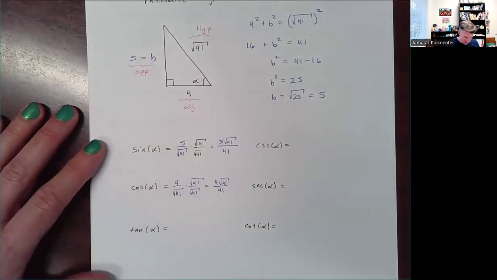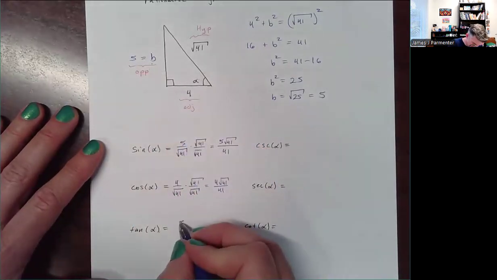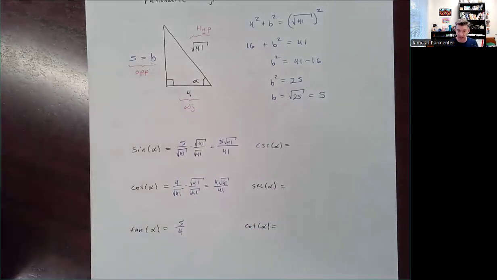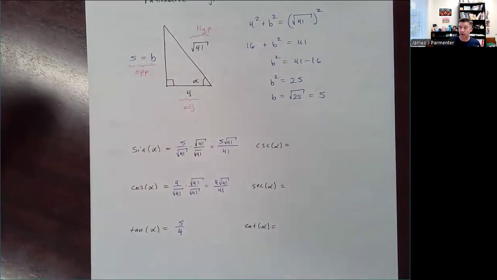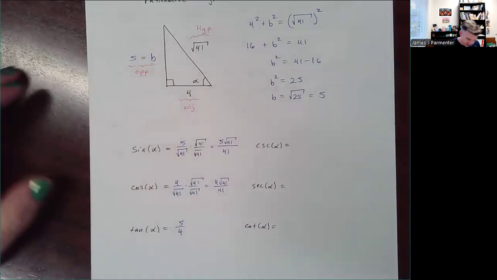Tangent of alpha is the opposite over the adjacent, which is going to be 5/4. That doesn't have an irrational denominator, so we'll leave it as it is. I would leave it as 5/4. You could write it as 1.25 if you prefer decimals, but I don't encourage that.